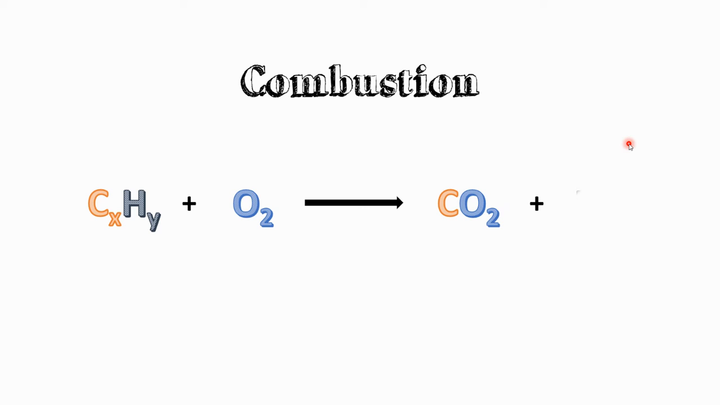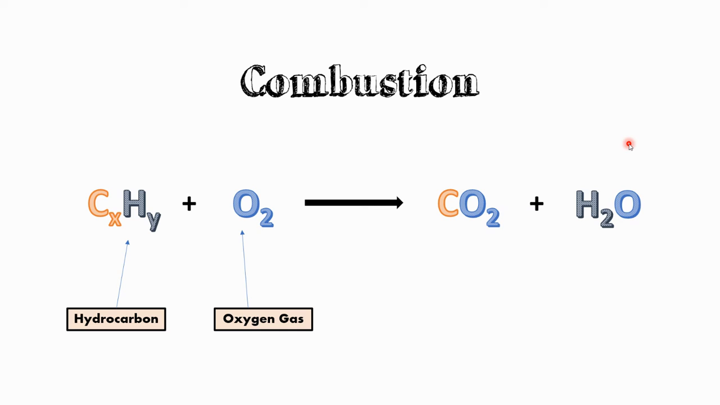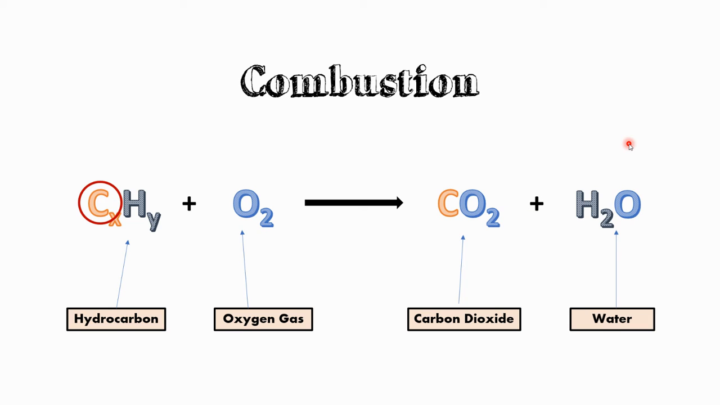And I know you've all experienced fire before, so let's talk about combustion. In combustion, we have a general equation that looks like this. This first part is called a hydrocarbon. This is oxygen gas. Remember, oxygen gas has to be O2 because it's one of the diatomic elements. And it will always produce carbon dioxide and water. Now, a hydrocarbon consists of a carbon atom and a hydrogen atom, but I put an X and a Y here because the numbers can vary.